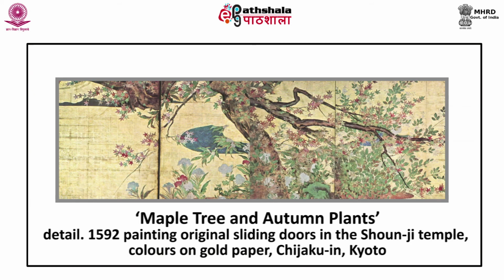His masterpiece in the colored style is the great sequence of paintings on sliding panels in the Chishaku Inn, a temple of the Shingon sect, Kyoto. One such example is of a maple tree and autumn plants. It is a detail dated 1592, painted on original sliding doors in the Shounji temple, colors on gold paper, Chishaku-in in Kyoto.